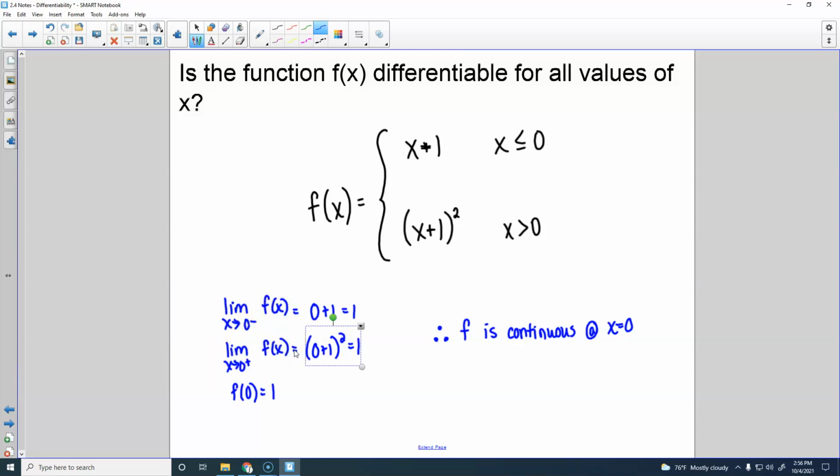Okay, so this is continuity. Are there any other questions on continuity before we move on?